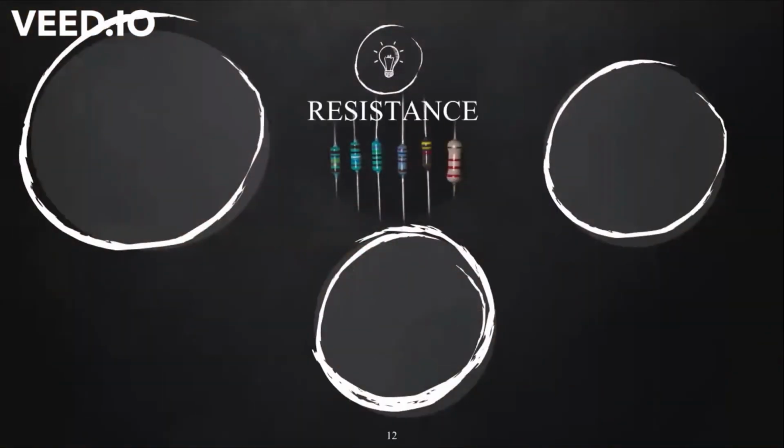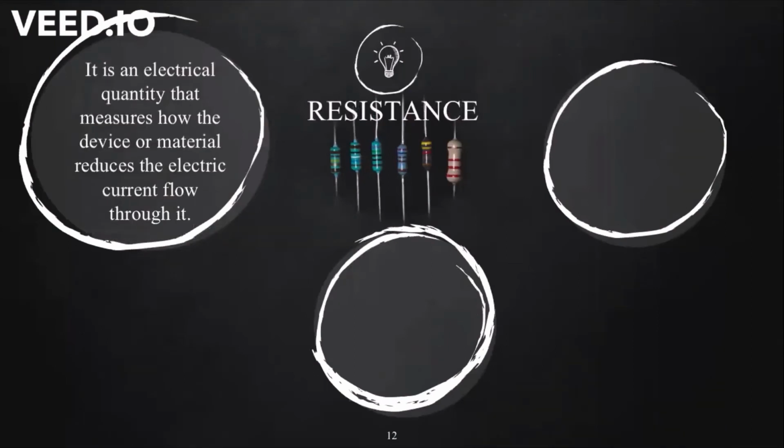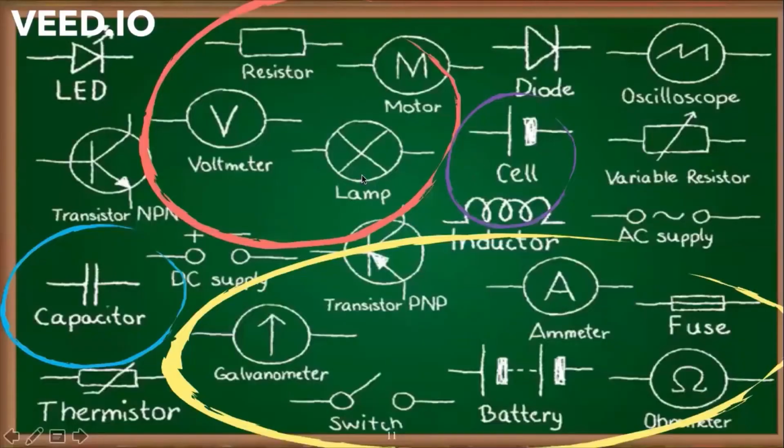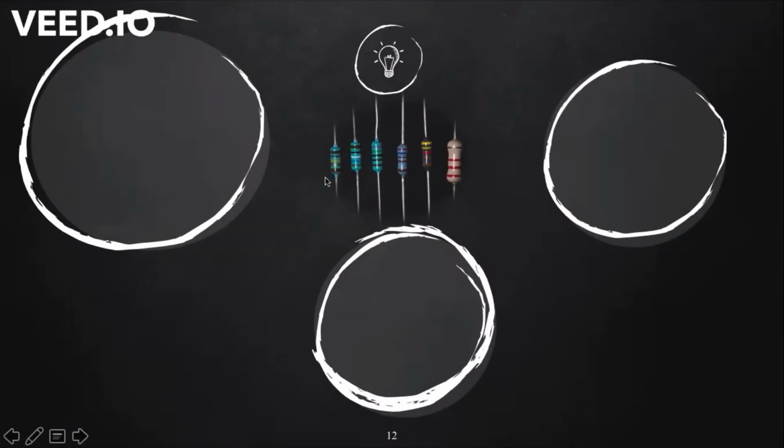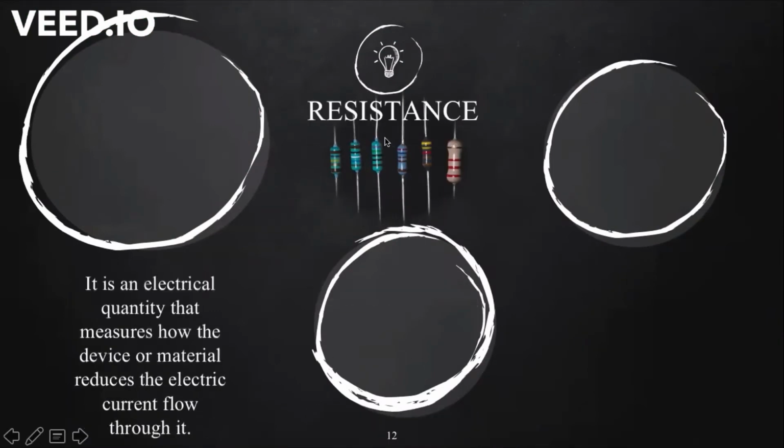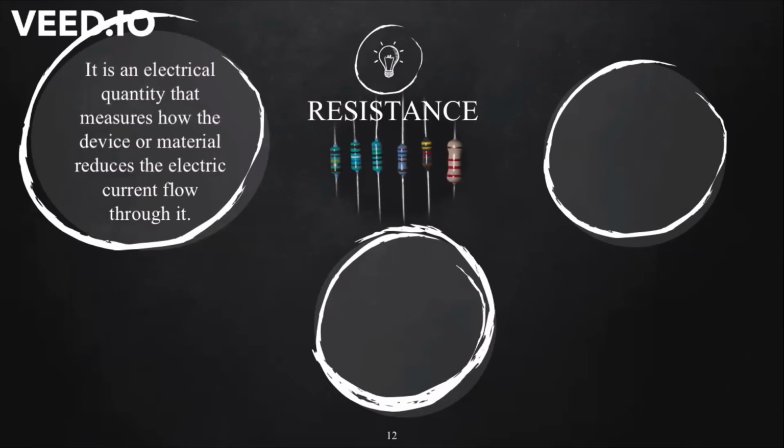Moving on, talking about resistance. Now, what is resistance? There's a simple diagram which I have given. These are what resistors look like in real life. You can see in the diagram, it's basically a rectangle, but this is how it looks like in real life. Now, it is an electrical quantity that measures how the device or material reduces the electric current flow through it. You can see the resistance and current go together. They have a connection.